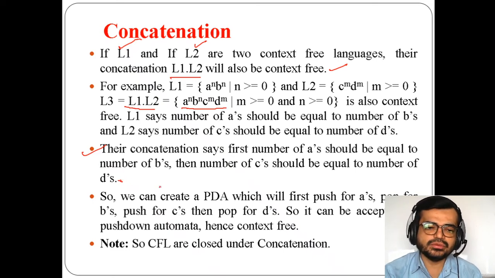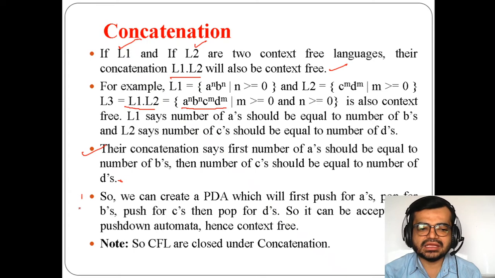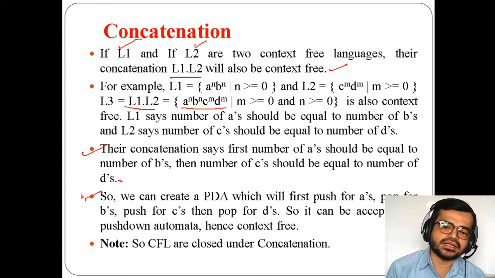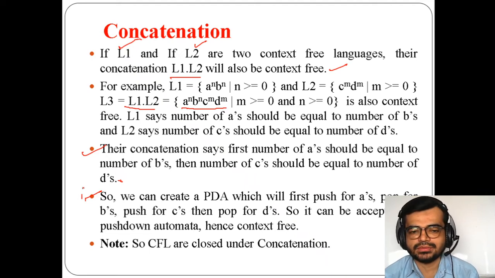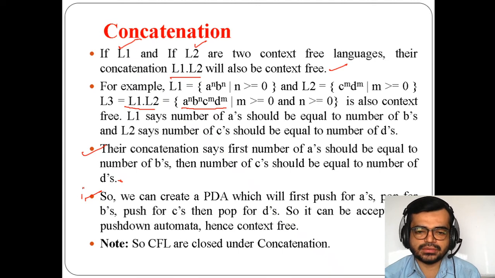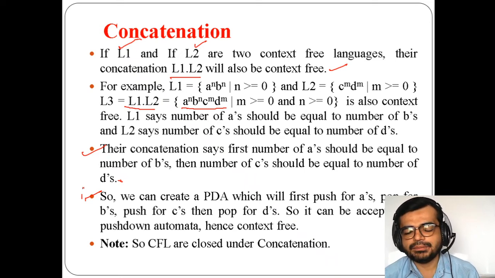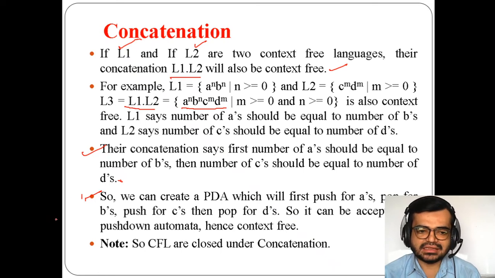Okay, how can you prove this? You can take the concept of pushdown automata, which you can revise, as it is part of your automata theory. If you create a pushdown automaton, we are using a stack here. In that stack, we first push A, then we pop for B, then again we push for C, then again we pop for D. So it can be accepted by a pushdown automaton.